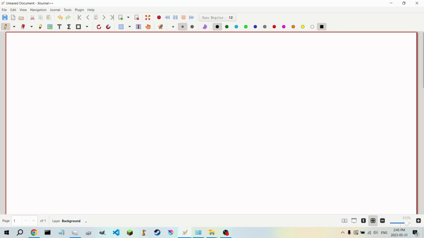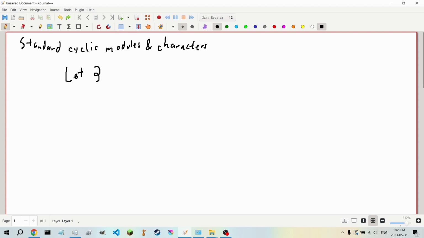Alright, so my next topic is on standard cyclic modules and characters. Modules and characters. They have it as a backwards 3, but I think that's just going to look like I'm writing the number 3. So let's maybe go the Mr. Saturn route.